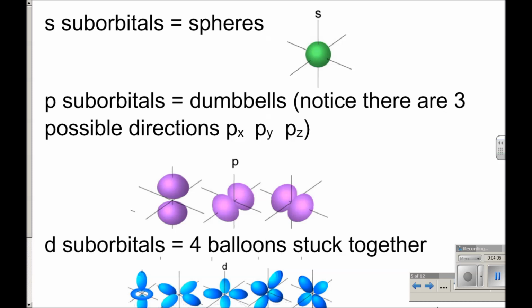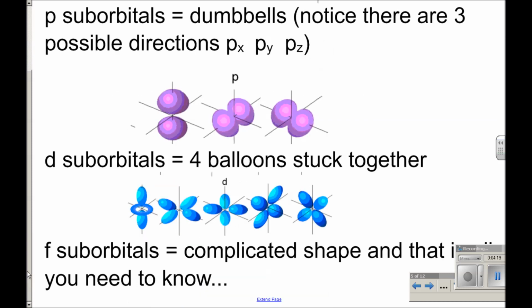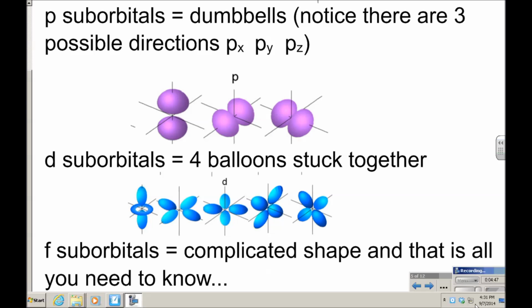You don't need to worry a lot about that, except later you're going to notice that we always draw 3 p orbitals at a time, and that's why, it's just the direction. The d suborbitals are kind of shaped like 4 balloons stuck together, if you can imagine that. There are 5 different directions they can go in, and we really won't get much into these, but that's why we always draw 5 d suborbitals at a time. And then the f suborbitals are a complicated shape. That's really all you need to know: they're there, they exist, they're complicated, and we won't really go there in this class.